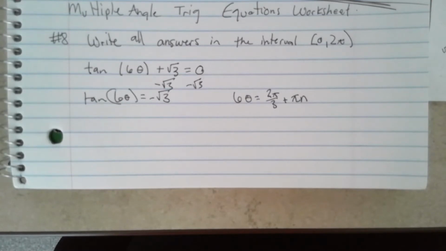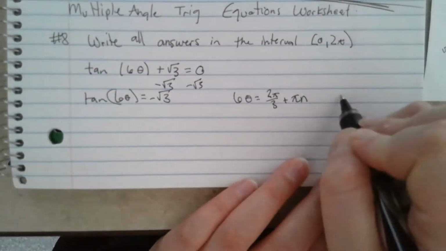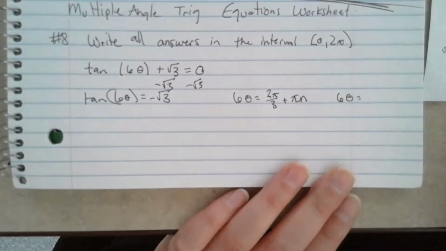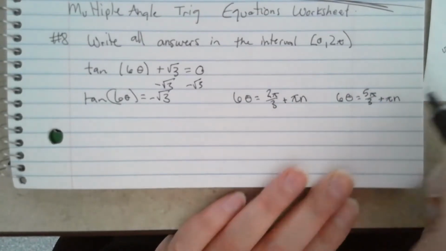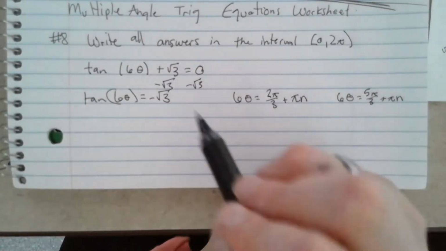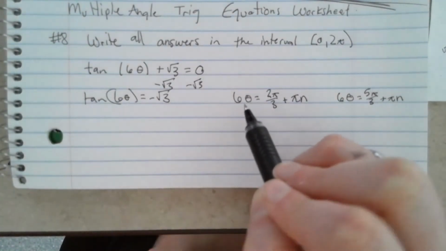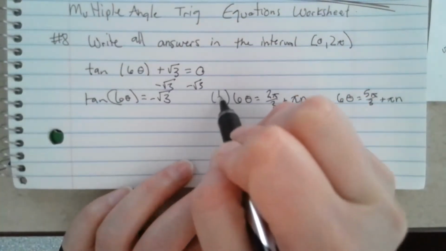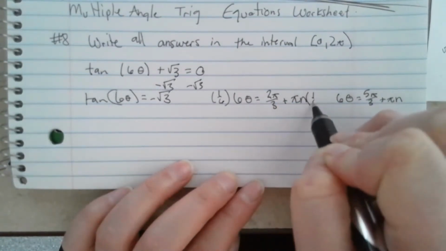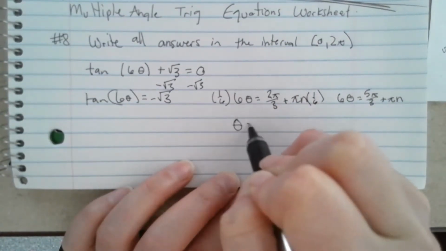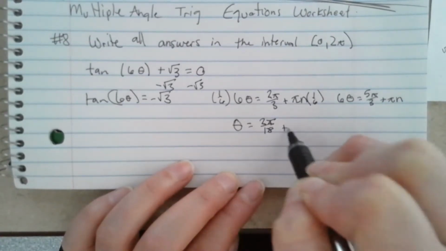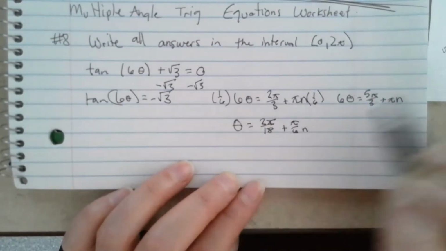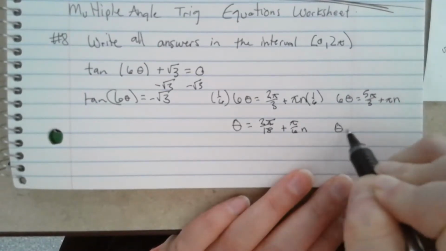So then I'm also going to write 6 theta equals, our other one was 5 pi thirds plus pi n. So what we're going to do first is get theta by itself, so we're going to times by 1/6. So I get theta equals 2 pi 18ths plus pi 6n. And this one, I'm going to do the same thing, times this by 1/6.